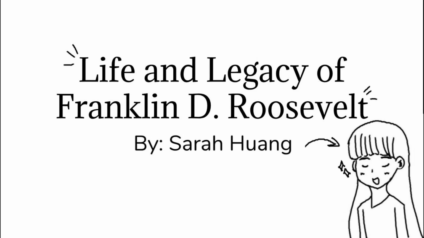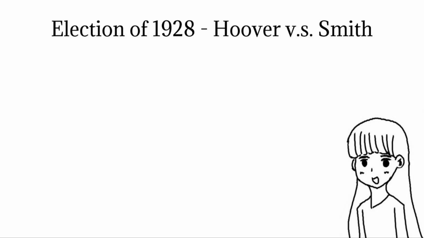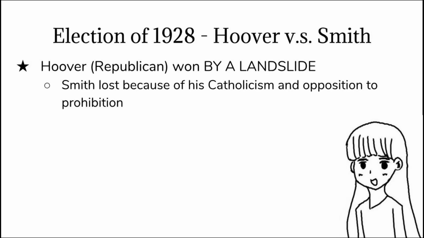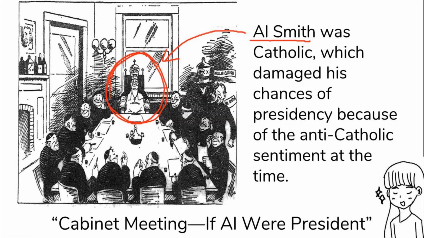Now let's begin. So we begin this presentation with the election of 1928, Herbert Hoover versus Smith. So Hoover, who was a Republican, very important by the way, he won by a landslide, and Smith lost because of his Catholicism and opposition to prohibition. I even have this political cartoon titled Cabinet Meeting If I Were President, and Smith is presented as the Pope. He's in the center because he's Catholic. Al Smith was Catholic, which damaged his chances of presidency because of the anti-Catholic sentiment at the time.